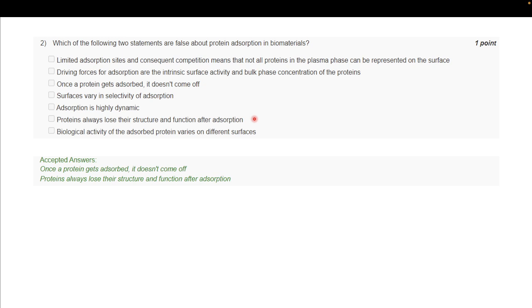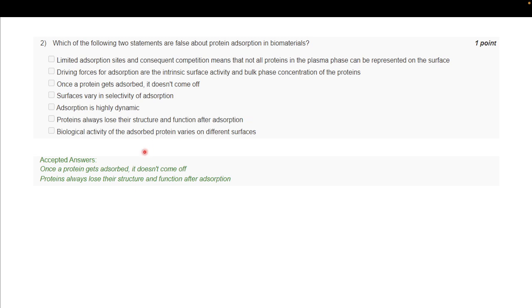Now, if you have a biomaterial that is hydrophilic, the proteins will just go and adhere. It will just sit on the biomaterial. There's no reason for the protein to lose its structure and function after adsorption. On the other hand, if there's a very, very hydrophobic surface, then the proteins will lose their structure. So all the hydrophobic parts which are buried inside will come out. In that case, the protein has to lose its structure and consequently the function. So it's not always the case that every protein is going to lose the structure and function after adsorption. It depends case by case.